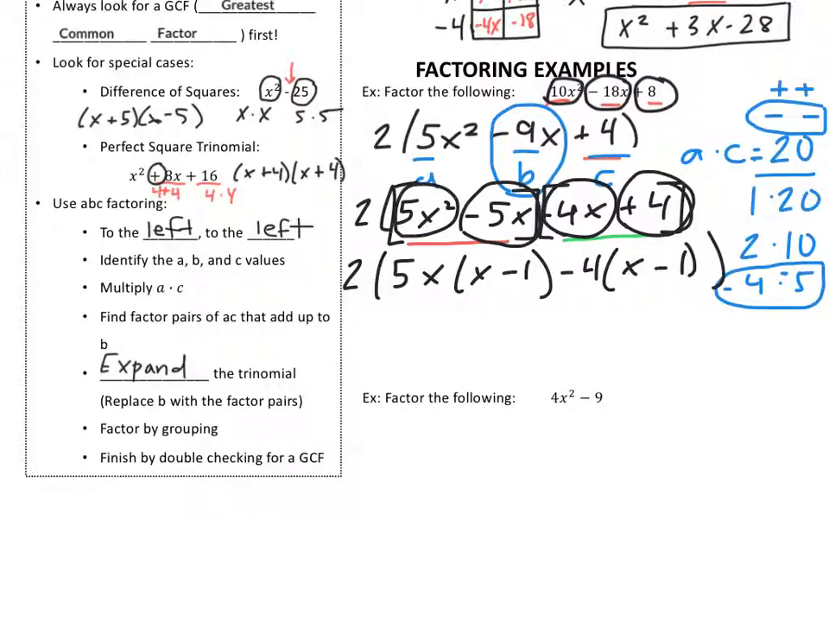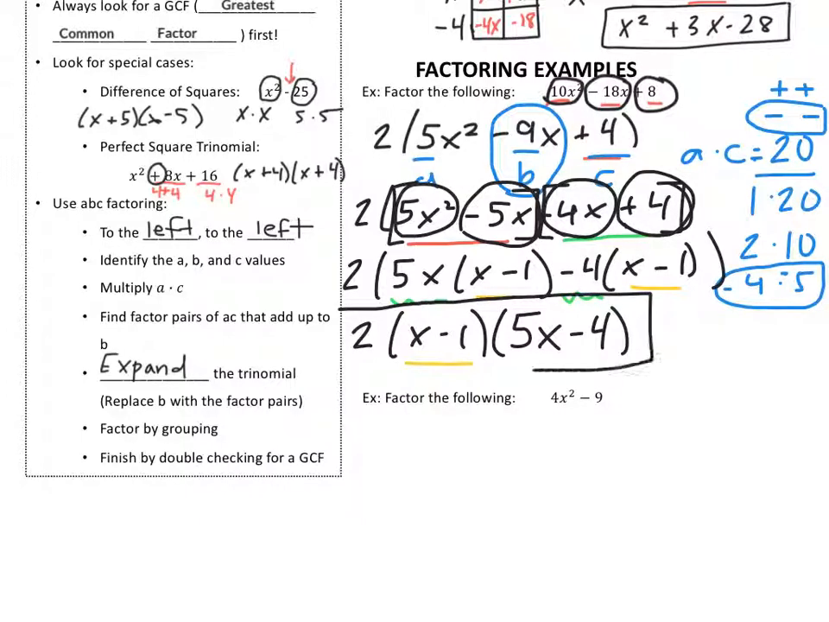Now, the whole point of doing that is you're going to look for twins, the identical factors there. So you're going to leave your 2 on the outside. You're going to copy your twin. I'll underline that so you can see where that comes from. And then the last part here is you're going to take these leftover pieces here and make that into one factor. So you're going to have 5x and then minus 4. So your final answer, your final factoring, is 2 times x minus 1 times 5x minus 4.